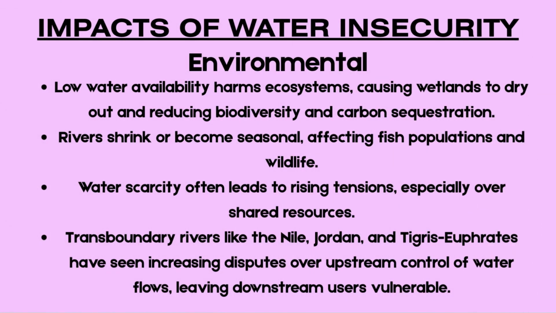On an environmental level, ecosystems are also severely impacted by water insecurity. Wetlands dry up, impacting biodiversity and carbon sequestration. Rivers, lakes, and wetlands play a critical role in supporting wildlife, and as they shrink, so does the habitat available for species. In the Aral Sea region, for example, over-extraction of water for irrigation has led to the collapse of what was once one of the world's largest lakes, resulting in the loss of fish species and harming local communities dependent on fishing.